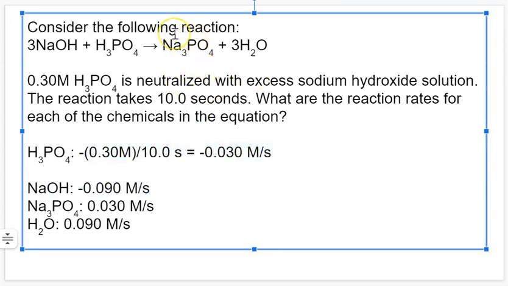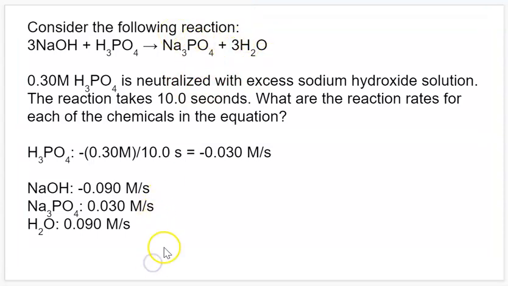And then for the formation of sodium phosphate and water, both of them are going to be positive because they are products being formed, and they're also going to follow the same ratio. Since phosphoric acid to sodium phosphate is 1:1, it's also going to have a rate of 0.030 molar per second, but positive this time. And then similar situation with the water, which has a coefficient of 3, so it's going to be formed at a rate of 3 times. So therefore, it's going to be forming at a rate of 0.09 molar per second.